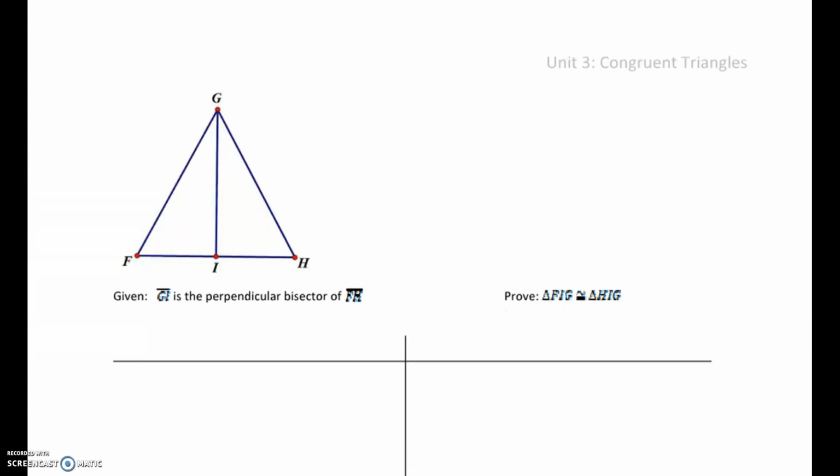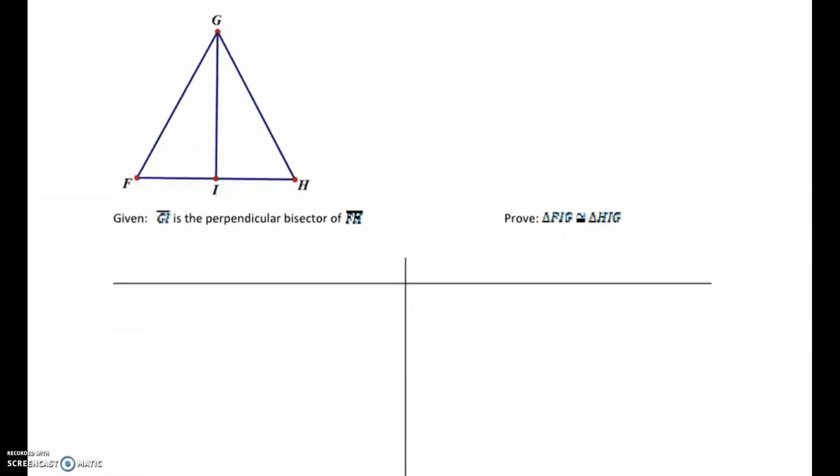All right, so we always start off by looking at the diagram and seeing what we're given. So we're told that GI is the perpendicular bisector of FH. So I'm going to mark that up. If GI is the perpendicular bisector of FH, then that's 90 degrees, and those are both congruent. Well, if that's 90 degrees, I know this is also 90 degrees. And I see we have a shared side. GI is in both of my triangles. So I'm going to mark that as congruent as well.